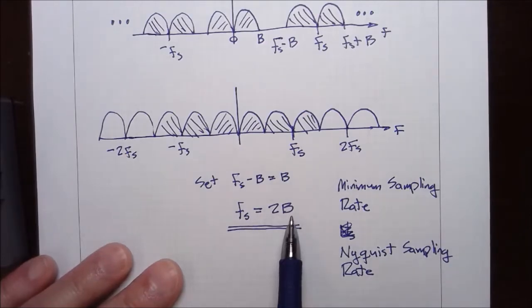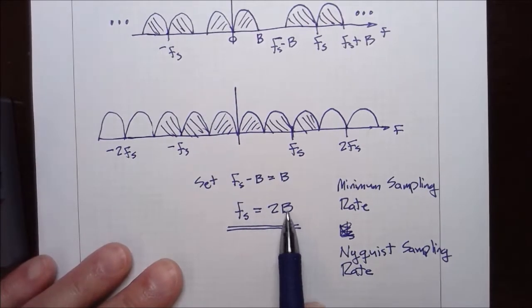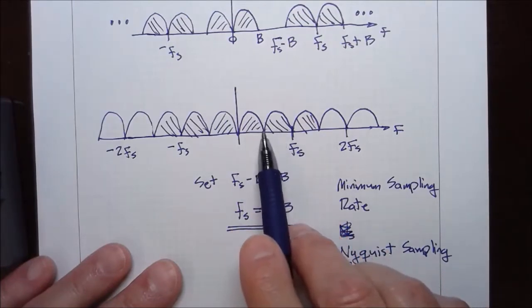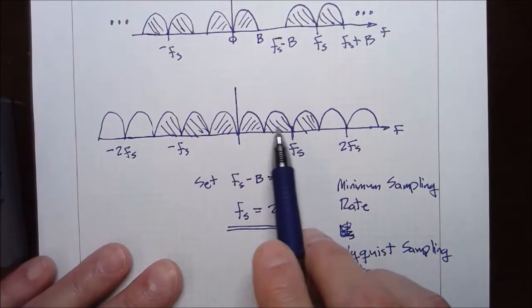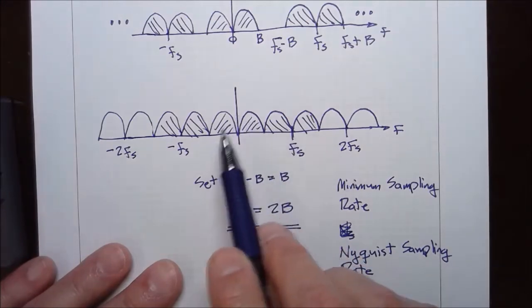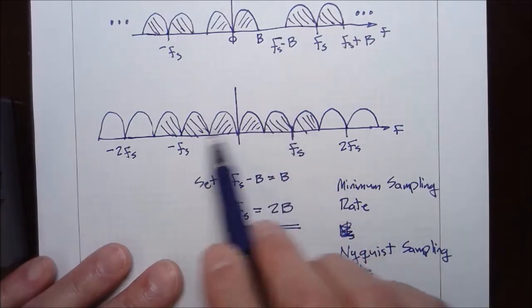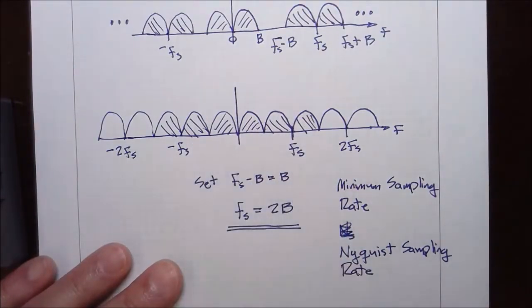If you have a sampling rate that is lower than twice the bandwidth of the message signal, then there will be overlap in these copies of the spectrum, and the low-pass filter will not recover the spectrum of the original signal, but it will be corrupted by additions from these other copies. That is an effect called aliasing, and we can avoid that by using a sampling rate greater than or equal to the minimum sampling rate.